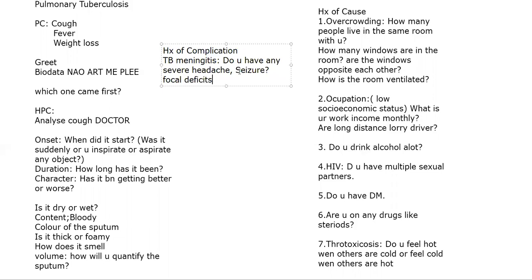So after that, apart from TB meningitis, doctor, where are you with me? Yeah, I'm here. TB meningitis. So the person can have maybe hemoptysis. Okay, that is renal, these things. But do you think that is a complication? Do you think that is a complication?